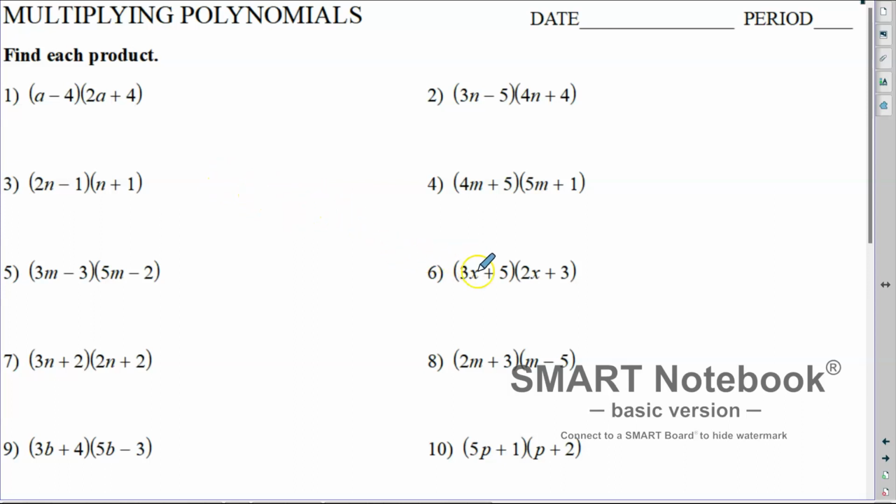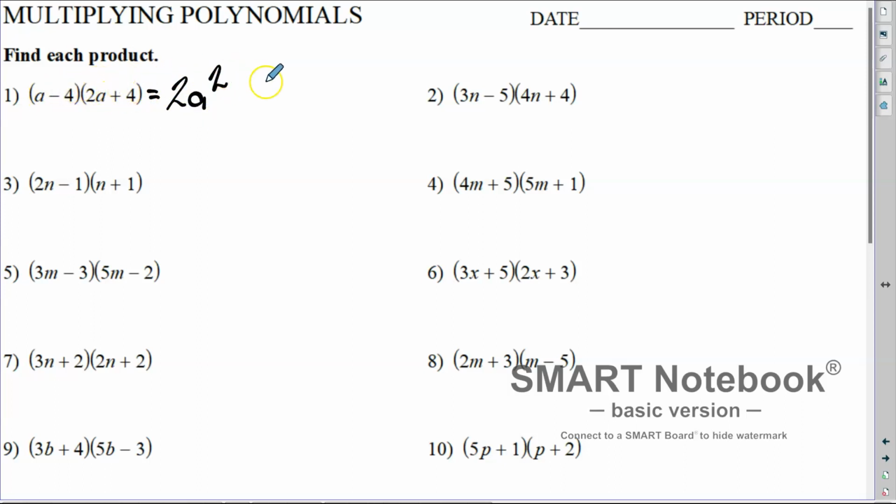So let's do a random sample. Let's start off with good old number 1. The FOIL process is first. It's a distribution process, but you take the first term in this binomial and you go with the first term of this binomial. So it's first, outer, inner, last. You'll have captured the vocabulary, so you'll be more comfortable with it. So a times 2a is 2a squared.